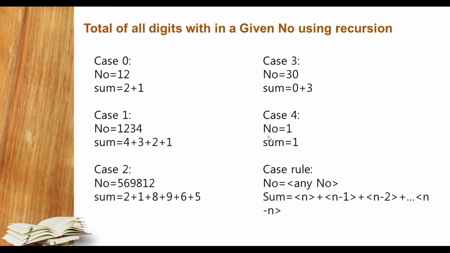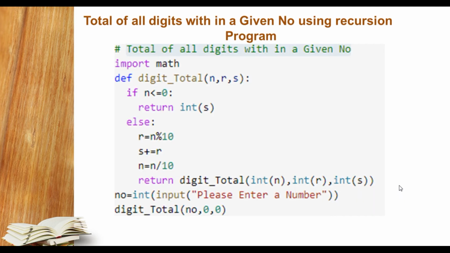So here is case 4, if the user enters only the number 1, that is only one digit, the sum will be 1. And the rule is, whatever the number, n plus n minus 1 plus n minus 2, like this it will total all the elements. So the last value entered is added first, then the second last, then the third last, and so on till the first. So we will talk about this program student. Here we have to do the same program using the recursion method.